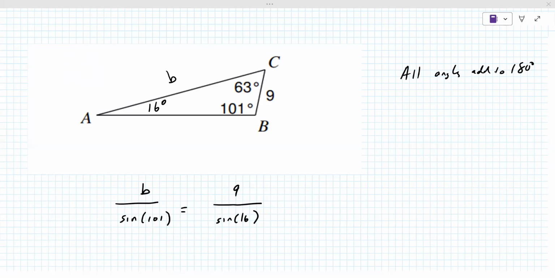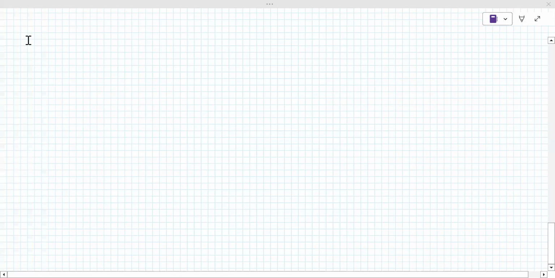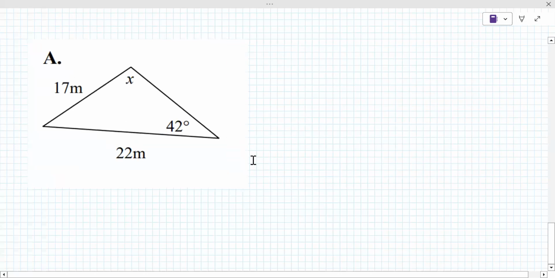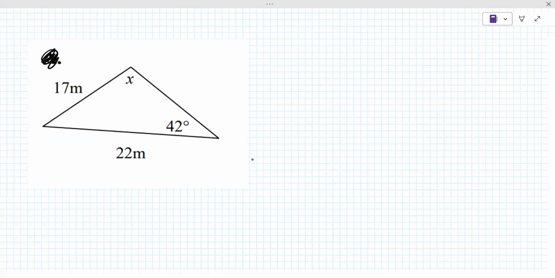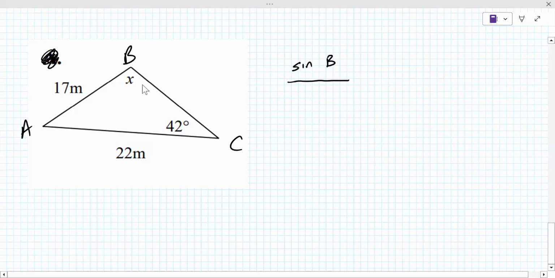All right, so the next type of problem you will see is one where you're solving for the angle. So we just did the type of problems where you're solving for the side. Let me label this A, B, and C. We're solving for angle B, which is given as X. So whenever you're solving for an angle, I'm going to use B in this problem, sine B, you have to have the side across from it, which you have.